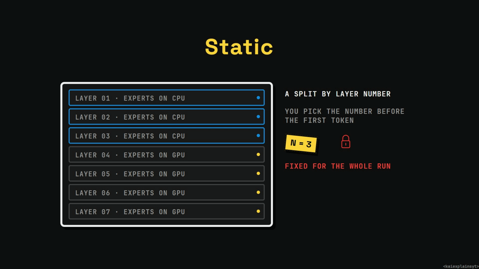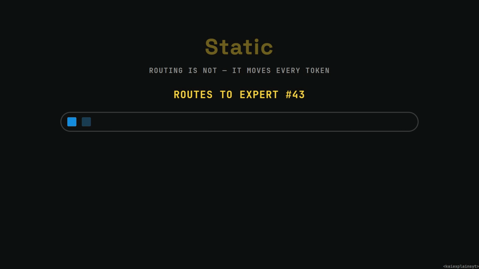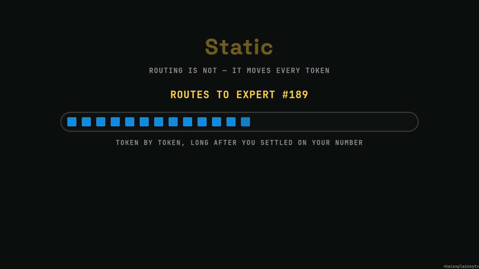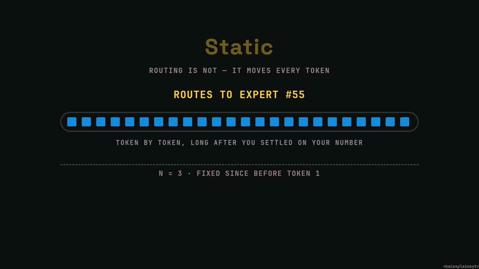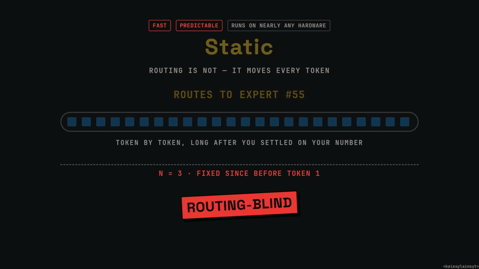That would be fine if routing were fixed too, but the model chooses its experts at runtime, token by token, long after you settled on your number. A split by layer index cannot see any of that. It's fast and predictable, and it runs on nearly any hardware. And it's completely blind to the one signal that decides where the time goes.